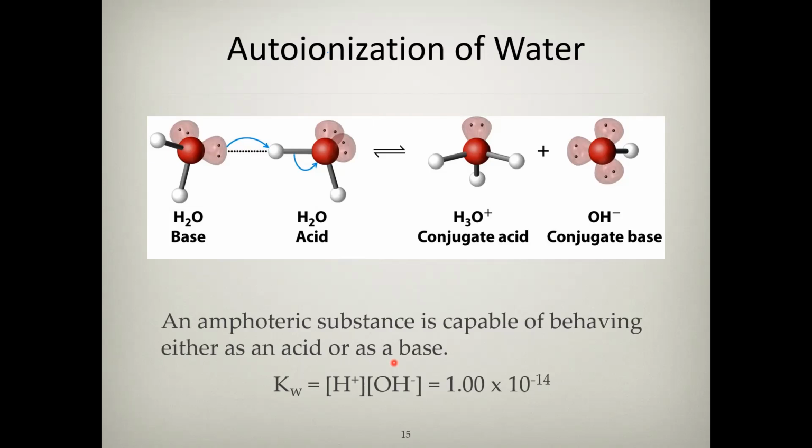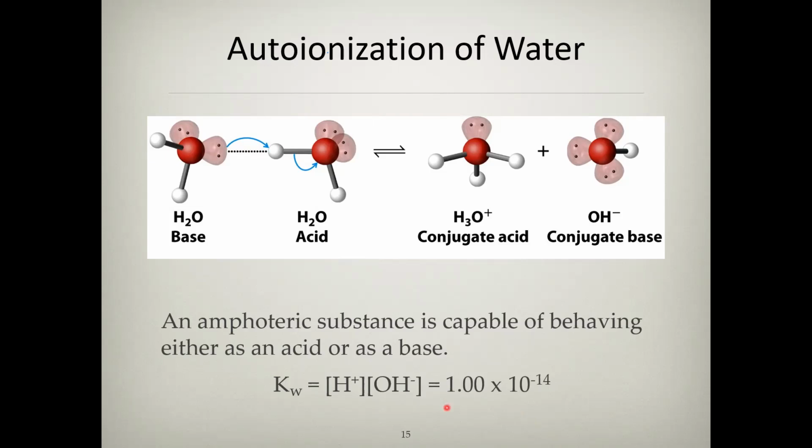And with Kw, this is essentially the equilibrium expression for the autoionization of water. And like any equilibrium constant, it's going to be temperature dependent. So this is going to be for 25 degrees Celsius. The concentration of the hydrogen ions times the concentration of the hydroxide ions is going to give us a product of 1 times 10 to the negative 14th.